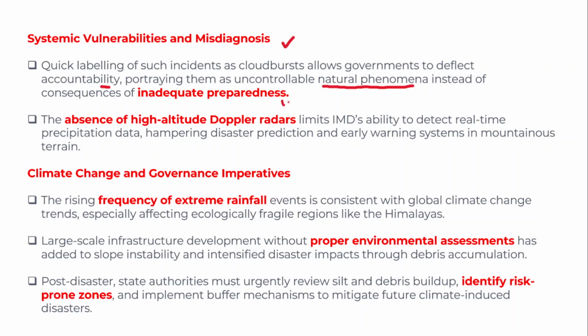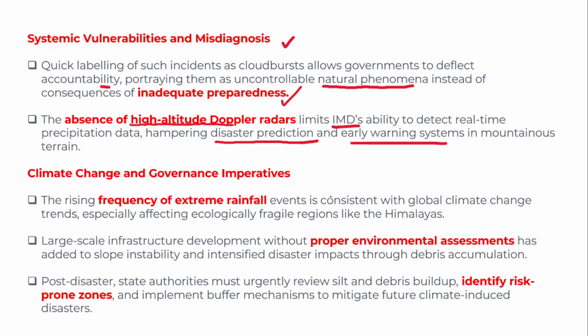Right, so preparedness is very important. Inadequate preparedness for flash floods or cloudbursts is also responsible for such large scale devastation that took place in Uttarakhand. Moreover, the absence of high altitude Doppler radars limits IMD's ability to detect real-time precipitation data, thereby hampering disaster prediction and early warning systems in mountain terrains as well. So therefore, what needs to be done? We all know that the frequency and intensity of extreme rainfall events has been increasing. It is primarily attributed to climate change and global warming. In fact, it has both man-made and natural causes as well.